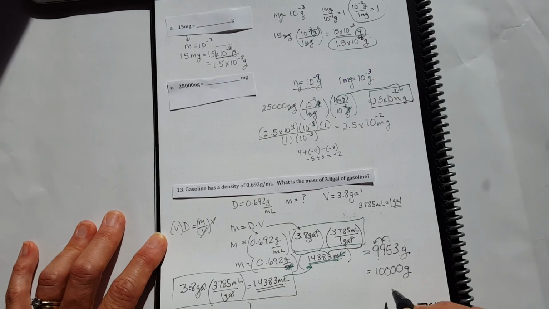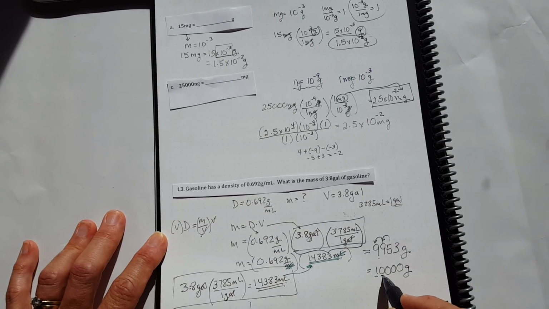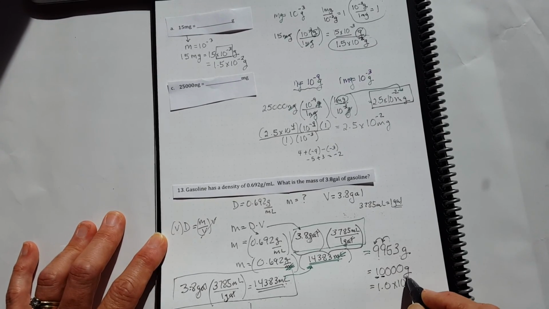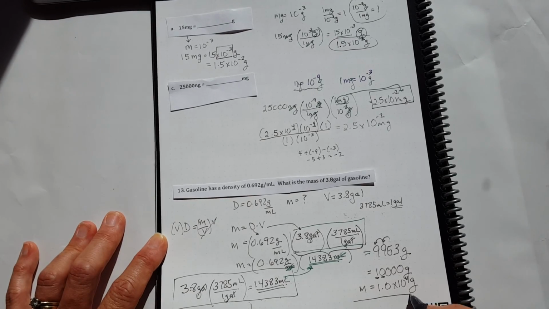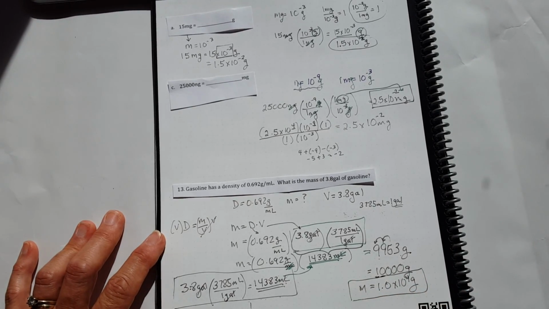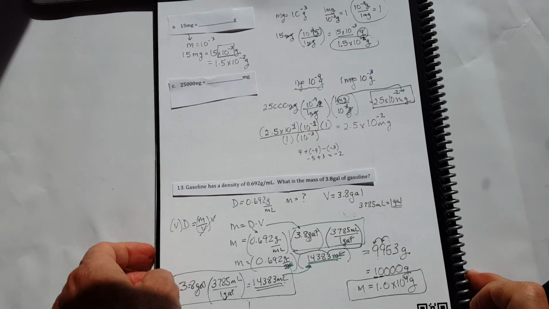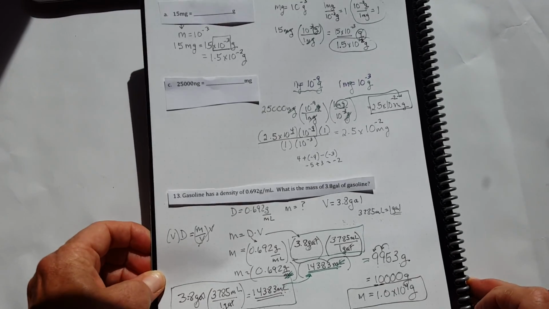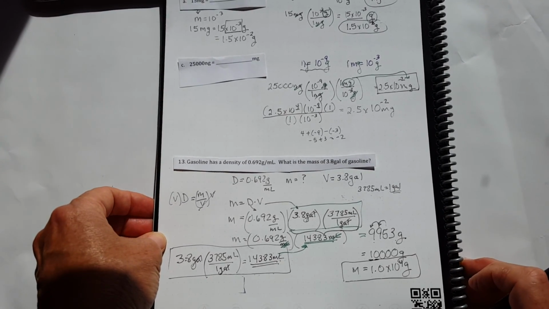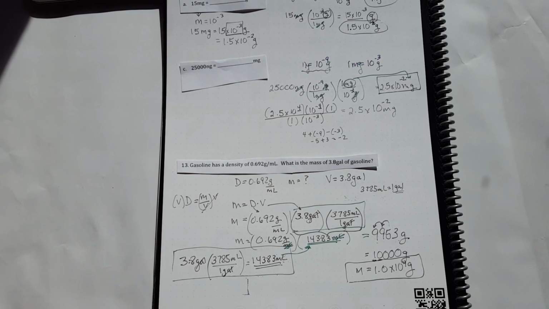But if I write it like that, these two are my significand, 2 sig figs. That only has 1 sig fig, so I have to write this as 1.0 times 10 to the 4th grams. And so that would be the correct answer for number 13. Okay, so I hope that helps as you're walking through the rest of these problems as to what I am expecting for you to show for work.